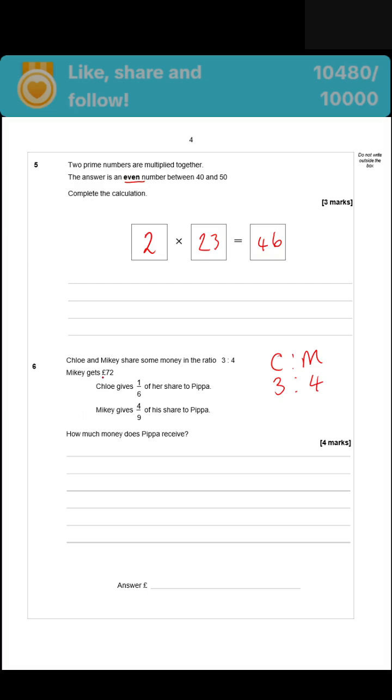We then have Mikey getting £72. So we can see straight away that Mikey has 4 shares, and that is worth £72. What we can do now is work out how much Chloe gets. So we can do 72 divided by 4. Again, if you're not too confident doing that, divide by 4 just means half it, then half it again. Half of 72 is 36. Half of 36 gives you 18. Chloe gets 3 lots of that, so she gets 3 lots of 18. So Chloe gets £54.